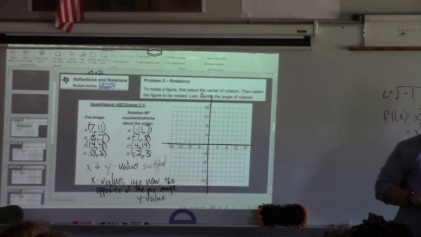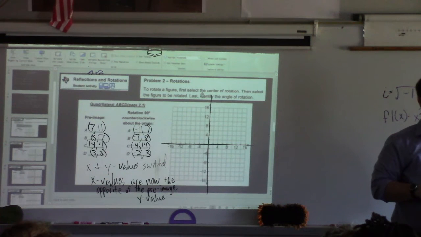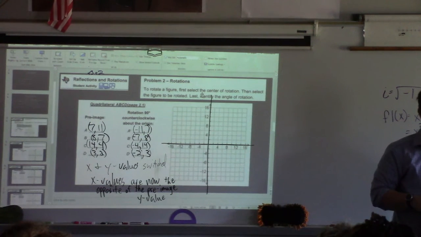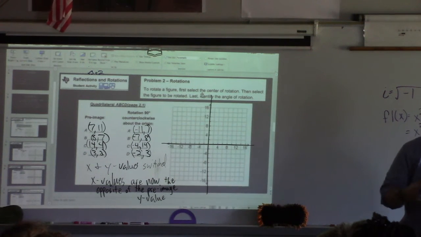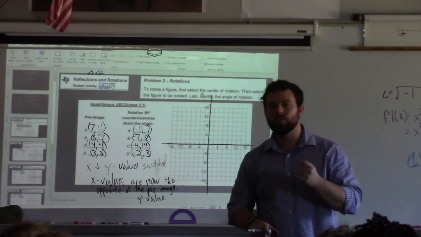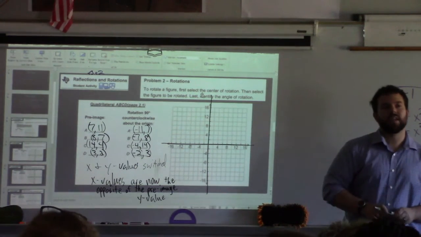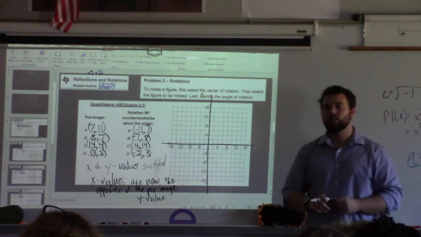Could I rotate something 30 degrees? Yes, 100%. Could I rotate something 55 degrees? Yes. What about, I don't know, 1,000 degrees? Yes. It would just keep rotating. Here's the thing though. I will never ask you to know a rotation other than a 90-degree rotation, because there is a very clear pattern with 90 degrees.